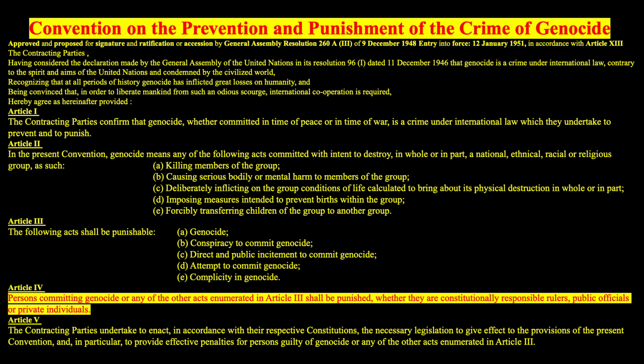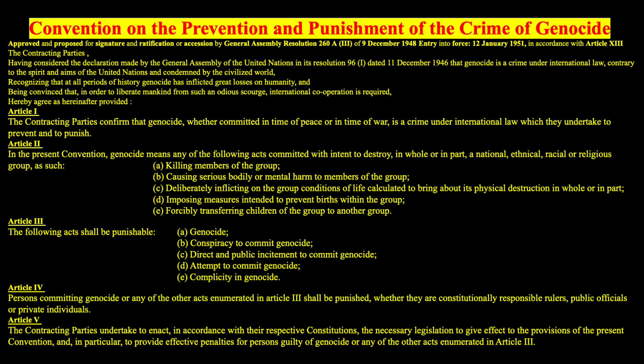One of the unfortunate aspects of the South African case against Israel is that Israel is collectively punished, which flies in the face of the whole spirit of the convention. Article 5 mandates that all signatories to the convention should incorporate it into their constitutions and legislation.